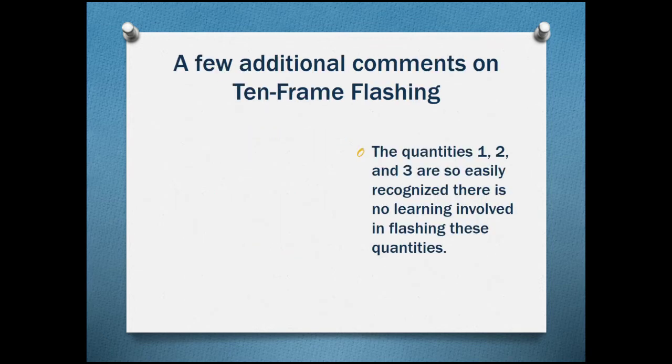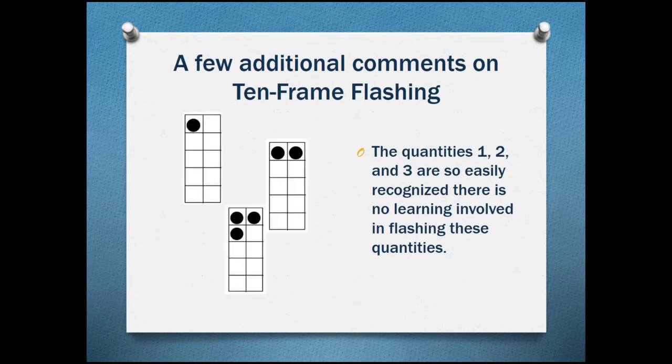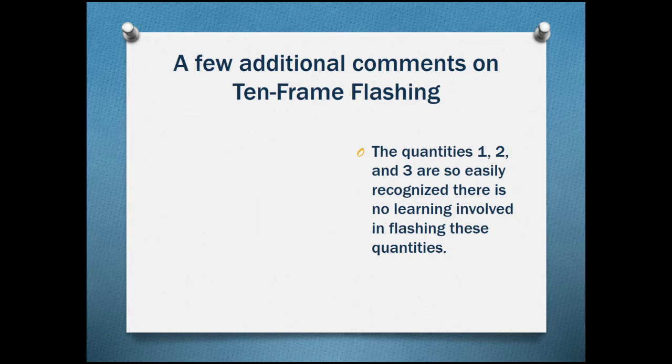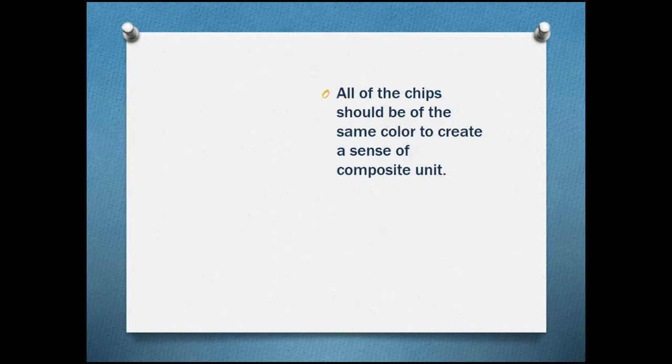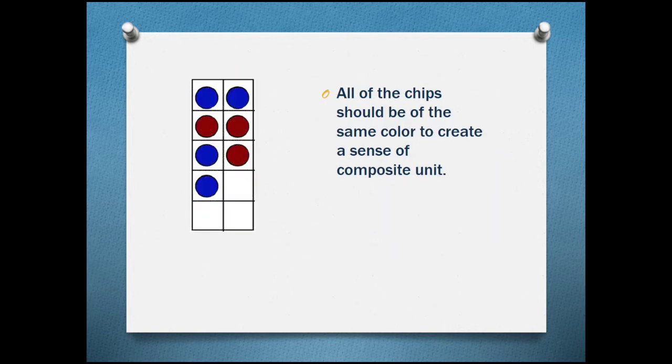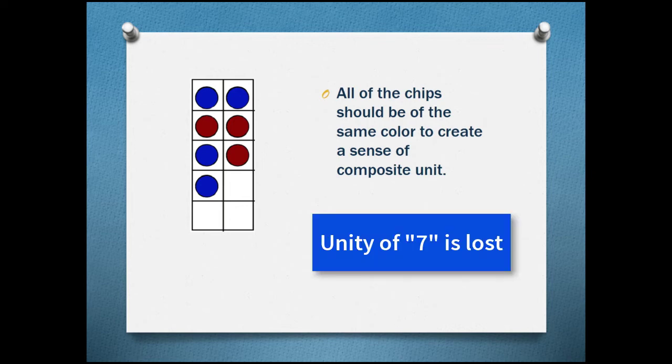Okay, a few additional comments about 10-frame flashing. The quantities 1, 2, and 3 are so easily recognized that there's really no learning involved in flashing these quantities. You don't really need to ever flash these. Another comment is that all of the chips should be of the same color to create a sense of composite unit. If you look at this one that has several colors in it, you can see that the unity of the 7 is certainly lost. We want the 7-ness to be really important here.